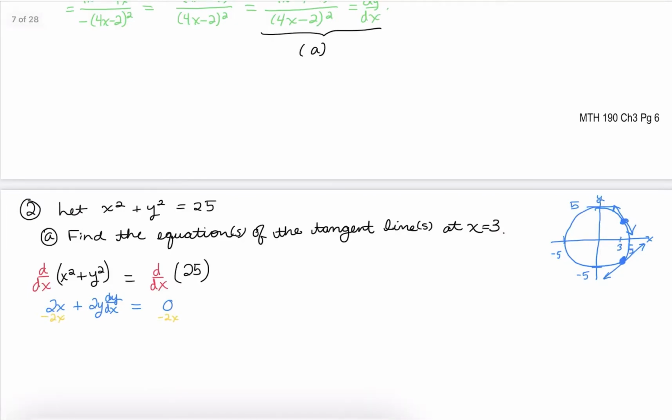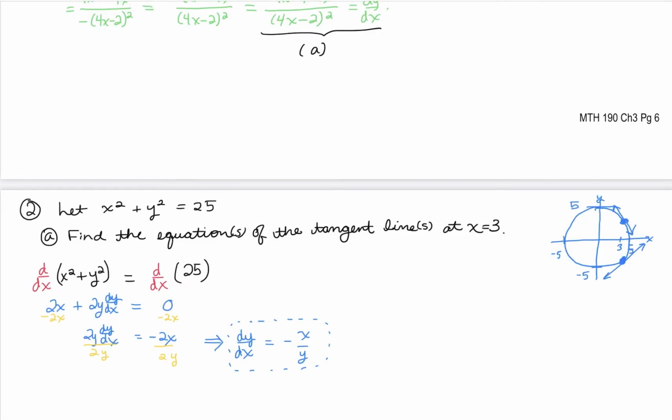As we solve for dy dx, we just subtract over our 2x, and then divide both sides by 2y. So we have a nice form to work with. My derivative dy dx, the 2's reduce, is negative x over y. This is going to allow me to get the slope of the tangent line at x equals 3.